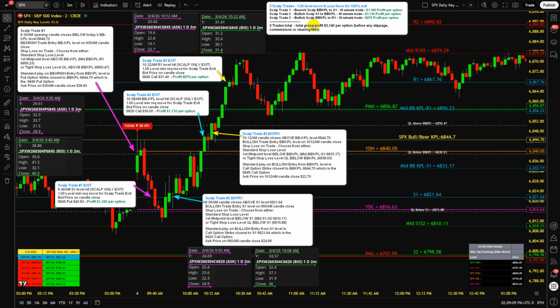3 trades total gross profit $3,140 per option before any slippage, commissions, if you happen to pay commissions at your particular brokerage, or any clearing fees, which of course SPX, also the CBOE exchange has clearing fees, which are fairly minor per option contract, but nevertheless, you have to factor those in, including any slippage and any possible commissions you may pay your broker for any option trades.